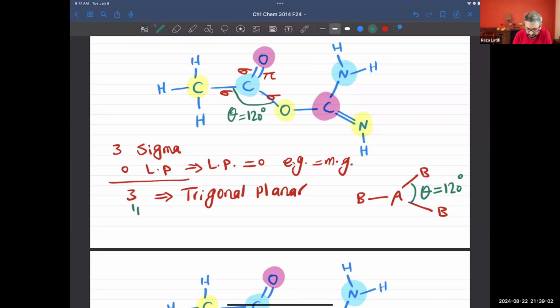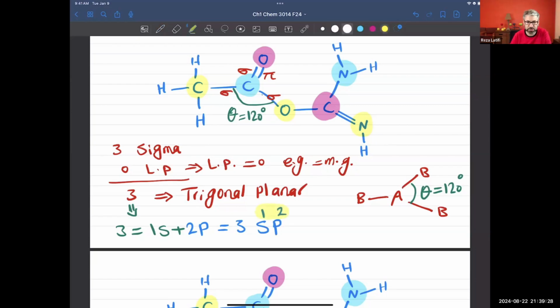How about the hybridization? You say I have 3 pairs. I'm going to use 1 from S. I need 2 more orbitals, 2 from P. So we're going to get 3 orbitals. Always S1. How many do we need to add to make it 3? We need 2 from P. So you go 2. Keep this one in your mind.